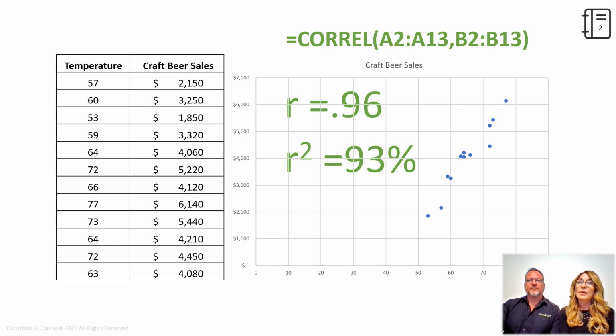To find out how much, we just square R. So 0.96 times 0.96 is R squared, and it comes out to 93%. So what do we do with that number? That means that 93% of the variation in beer sales can be linked to the temperature. R squared is the percentage of variation that can be attributed to the X variable.